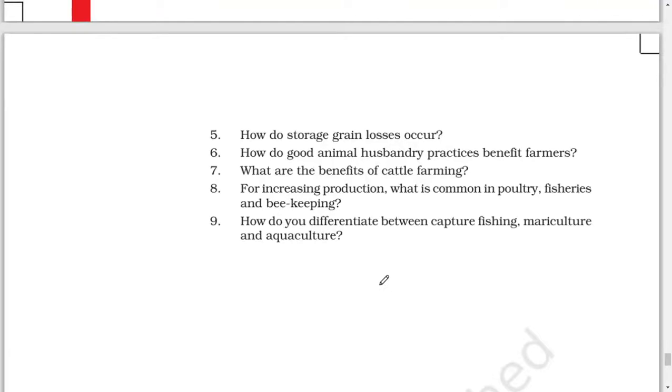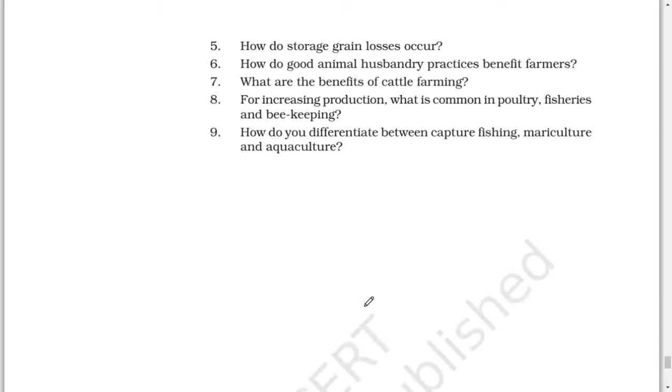5. How do storage grain losses occur? 6. How do good animal husbandry practices benefit farmers? 7. What are the benefits of cattle farming for increasing production? 8. What is common in poultry, fisheries and beekeeping? 9. How do you differentiate between capturing fish, mariculture and aquaculture?